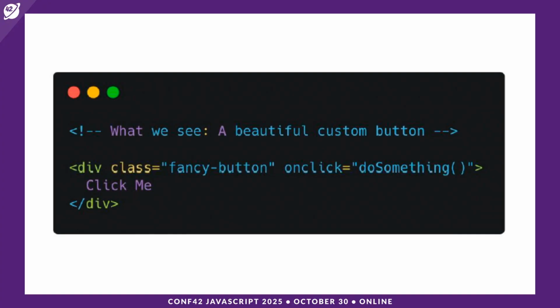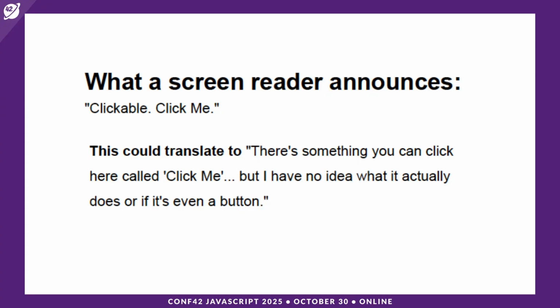Okay, going over to the next slide. Like I said earlier, what a screen reader will announce is "clickable, click me", and it's going to translate it as, oh, there's something you can click here called "click me", but I have no idea what it actually does or if it's even a button. That's the translation it's going to have.